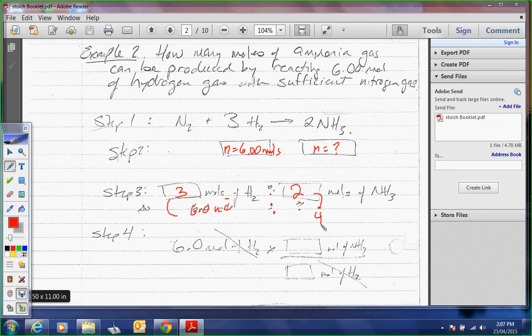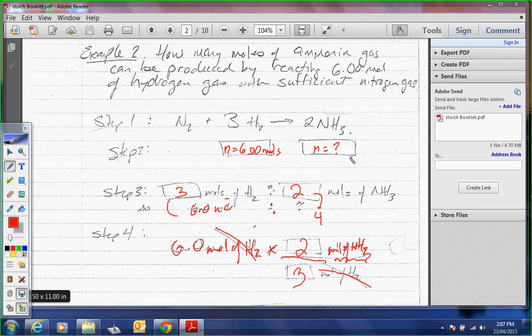What about the unit bit? 6.0 moles of H2 times how many moles of ammonia? 2. How many moles of hydrogen? 3. So the moles of hydrogen cancel out. I'm left with my answer of moles of ammonia, which is what I'm trying to find out. Everybody get the unit canceling out bit?